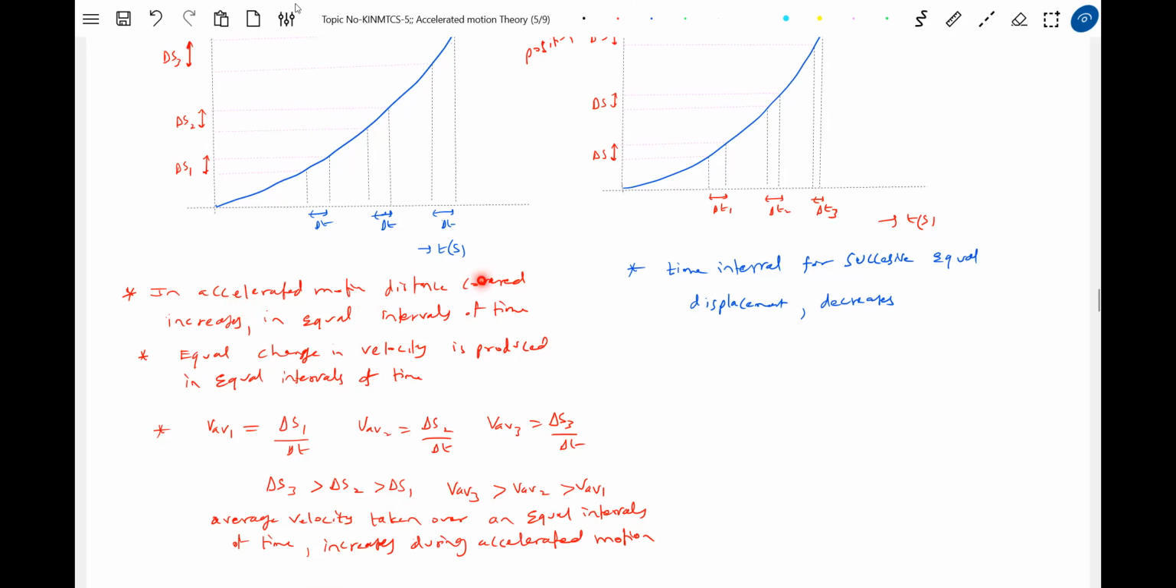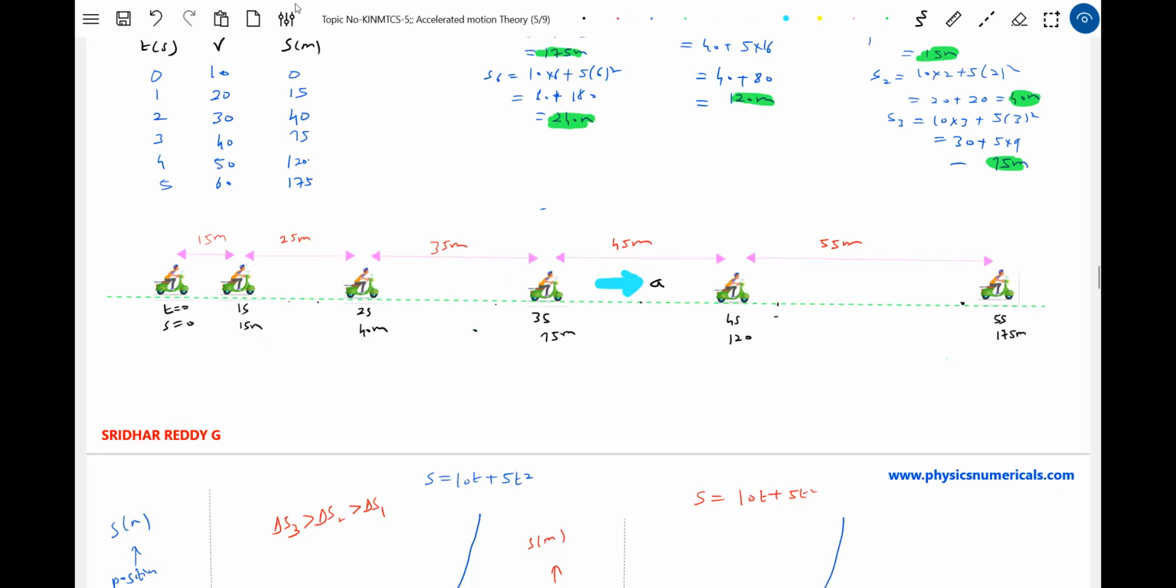In accelerated motion, the distance covered increases in equal intervals. In the first second, it will cover some distance. This is very important. You see, in the first second, 15 meters. Next second, it will cover more. In the next second, it will cover more.